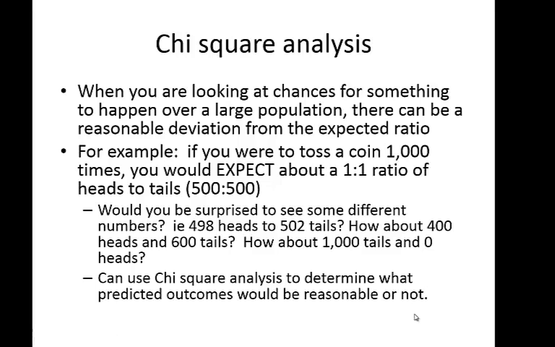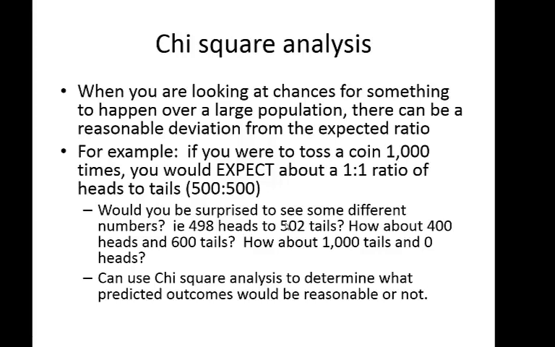When you start to look at chances for something happening over a very large population, you may have some deviation from the expected ratio, and this can be completely reasonable. For example, say you were looking at coin flips and you tossed a coin 1,000 times. You would expect about a 1-to-1 ratio of heads to tails, so 500 to 500. Would you be surprised if you saw some different numbers? For example, what if you got 498 heads to 502 tails? Was that reasonable? What about 400 heads and 600 tails? Do you think that's reasonable?